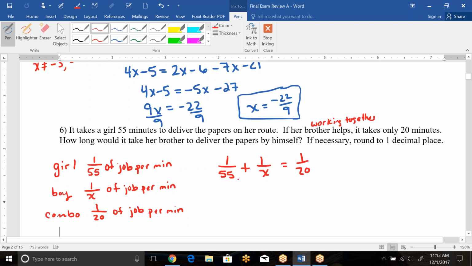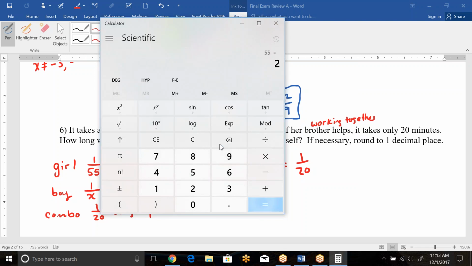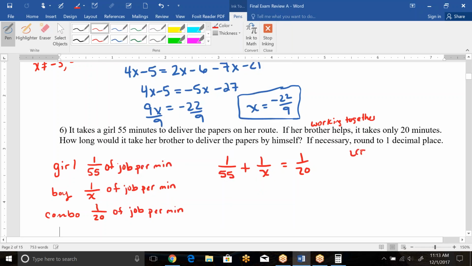So we're going to try to clear out the fractions. So we would need a common denominator of some kind. So let's think. 55 times 2 is 110, but 20 does not divide into that. 55 times 4 is 220, and that is something that 20 goes into. So we're going to say that our LCD here is 220x. So I'm going to multiply each term by 220x. And you do need the x because of the x denominator right there.